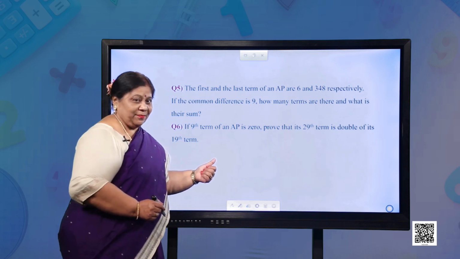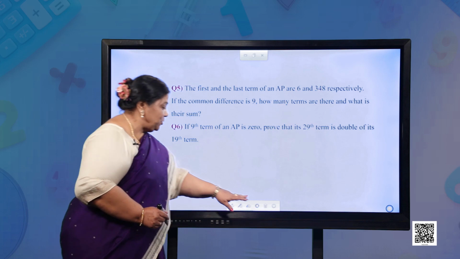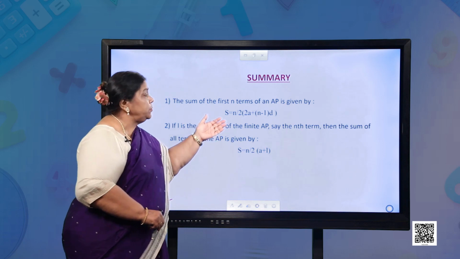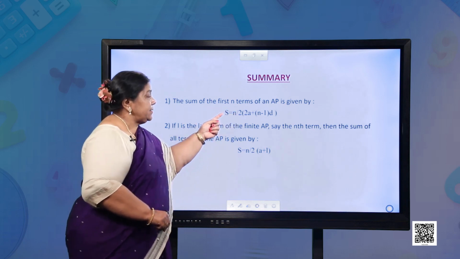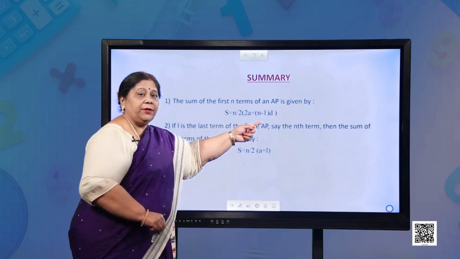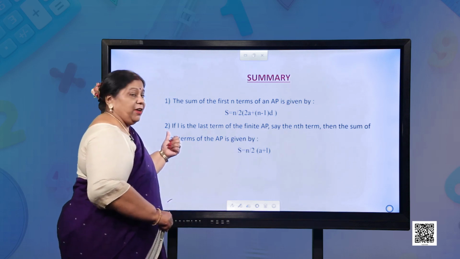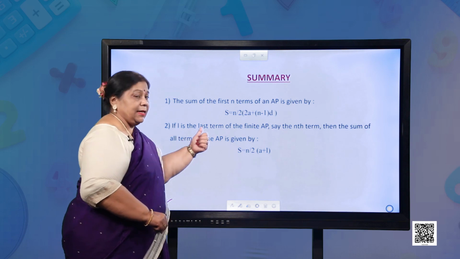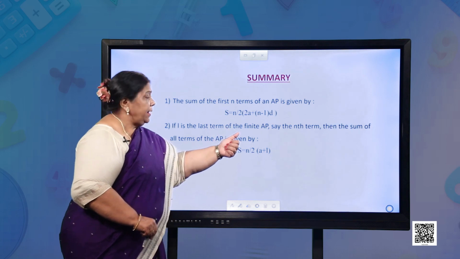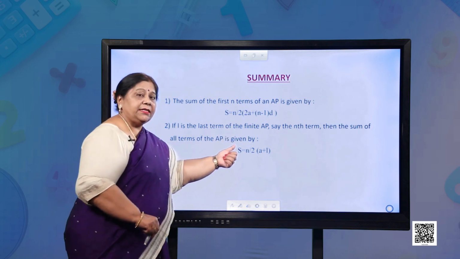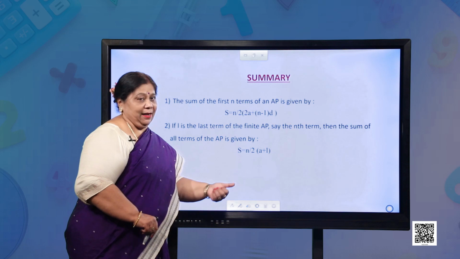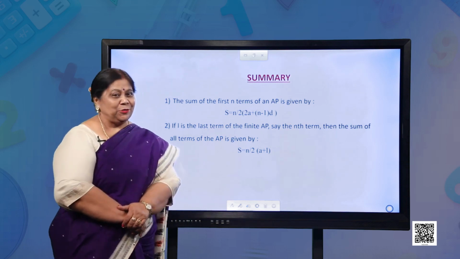Now, let us see what we have studied today. Let us summarize. We have seen that the sum of the first n terms of an AP is given by S is equal to n upon 2 into 2a plus n minus 1 into d. Second, we have also looked that if L is the last term of the finite AP, say the nth term, then the sum of all terms of the AP is given by S is equal to n upon 2 into a plus L. So students, I hope you have understood today's session.